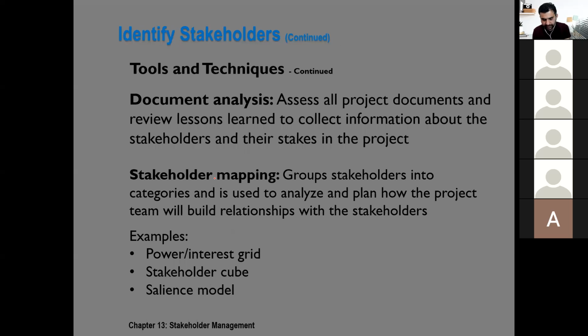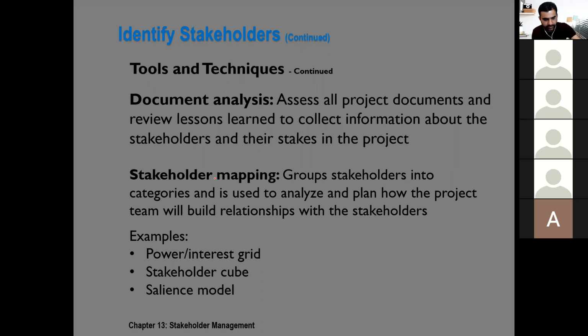Further tools and techniques that could be used: document analysis. That could be analysis of your OBS, organizational breakdown structure, or organizational chart, to find out different stakeholders or different departments who could be stakeholders of your project. Similarly, you can go through the lessons learned to see who the stakeholders were on a similar previous project.